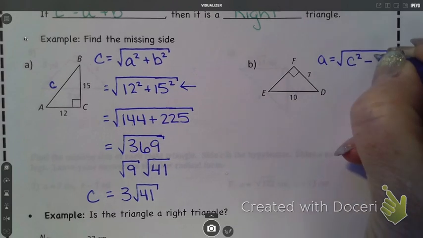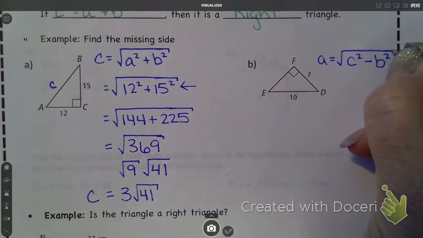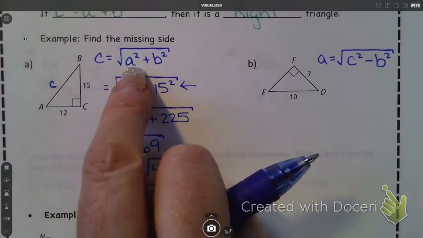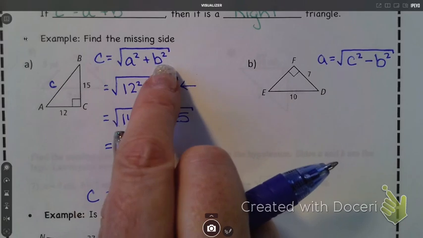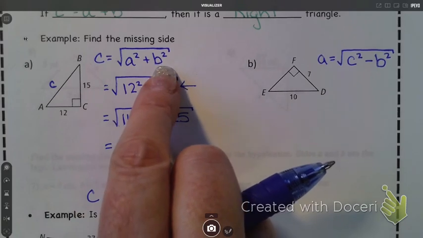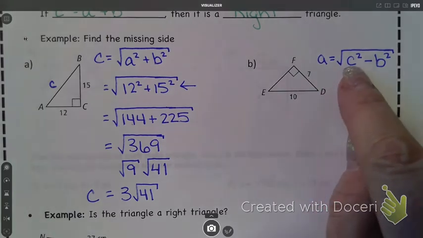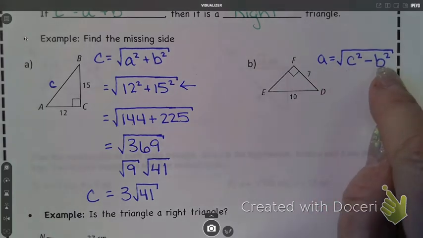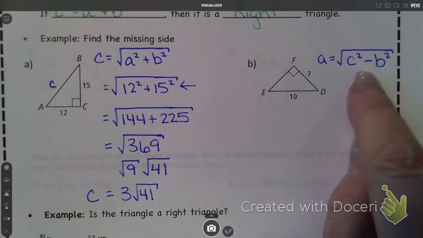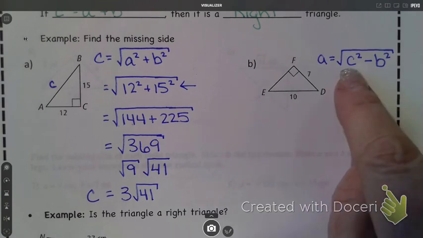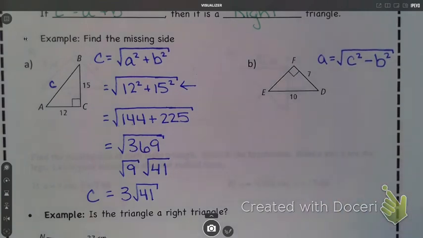Okay, now I'm going to stop before we fill anything in. The first one we did was C, and we did A plus B. Does it matter on A plus B which order? Nope, because it's addition. A, or leg, equals the hypotenuse minus the other leg. Does it matter which order? Yes. Because it's subtraction, you could get a negative. So the bigger number has to be subtracted by the smaller.